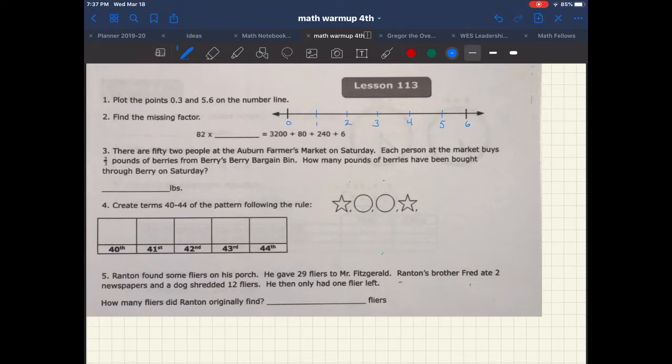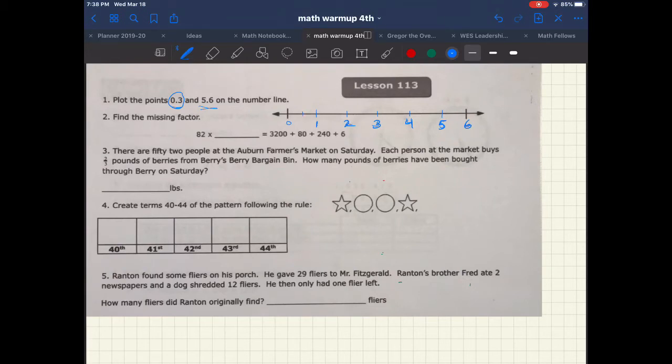So number one says, plot the points 3/10 and 5 6/10 on the number line. This number line is blank. I decided to put tick marks to show 1 through 6 because we have 3/10 and we have past 5. So I went ahead and did 1, 2, 3, 4, 5, and 6 as well as I could to get it evenly divided. So I know that 3/10 is less than 1.